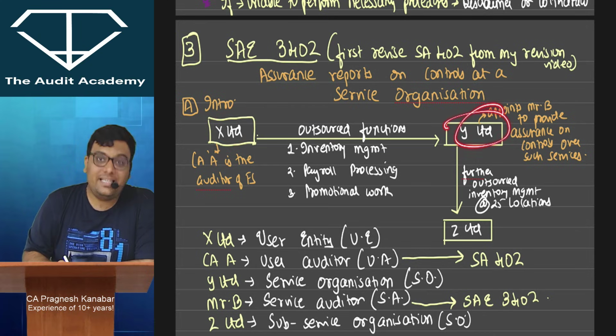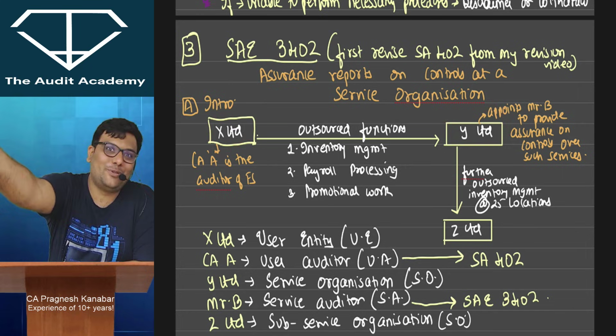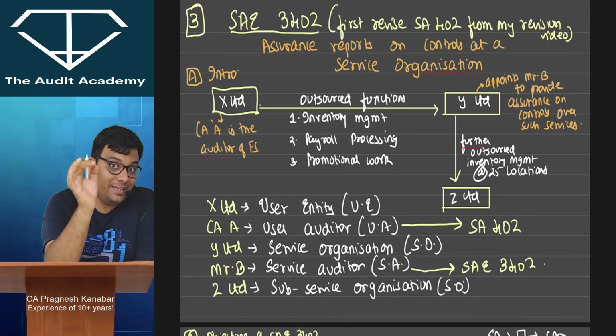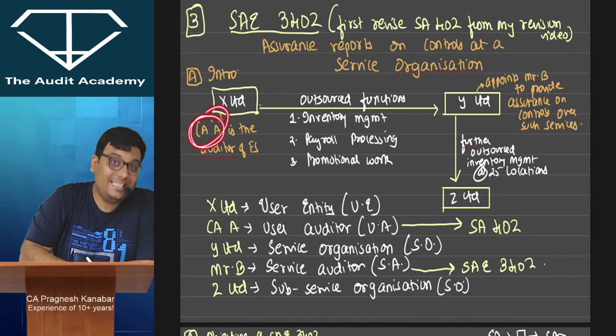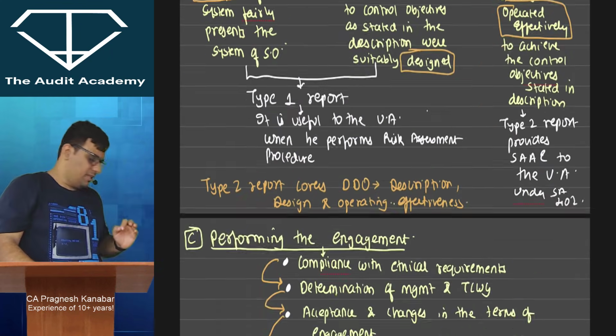So Y Limited says that we are giving the whole service, but there is something complementary that you are also supposed to do. That is called complementary user entity controls. Because there is one MCQ. Complementary user entity controls will be tested by the user auditor and not the service auditor. That is why I went in detail for this particular point.